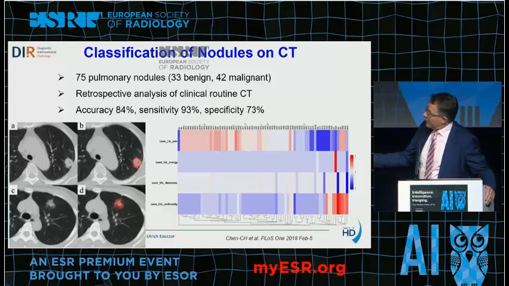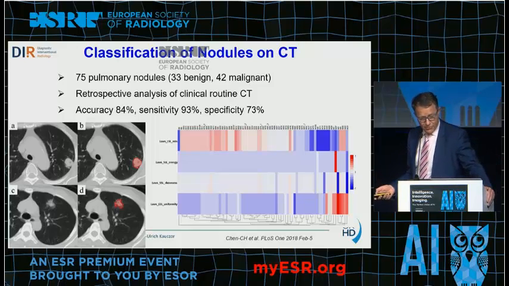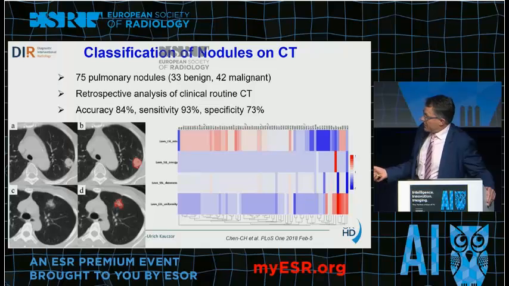This is the same number of nodules from a retrospective analysis of clinical routine CT, with very similar results. Accuracy 84%, sensitivity 93%, specificity 73%. And these are the different features, and they mapped out for the different histologies.